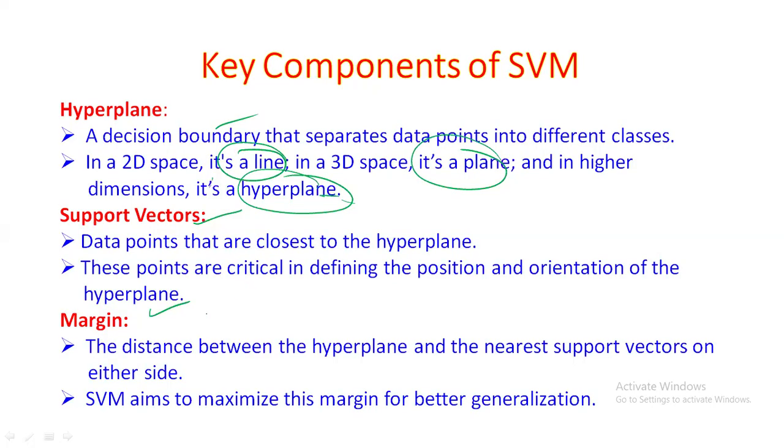the decision boundary significantly. And the margin refers to the distance between the hyperplane and the nearest data points from either class, that is positive class or negative class, which are the support vectors. SVM aims to maximize this margin to improve the model's ability to generalize to new data. A larger margin typically indicates a more robust and less overfitted model.